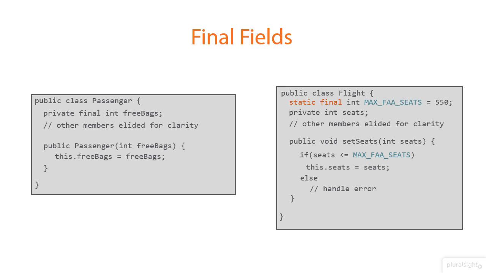We use this most commonly when we're trying to avoid what we often call magic numbers, where we don't like to put literal numbers inside of our code. Because when we look at this code, we know that the reason we're checking the value of seats is that the FAA has a rule on the max. If we just dropped a 550 in there, that wouldn't necessarily make sense.